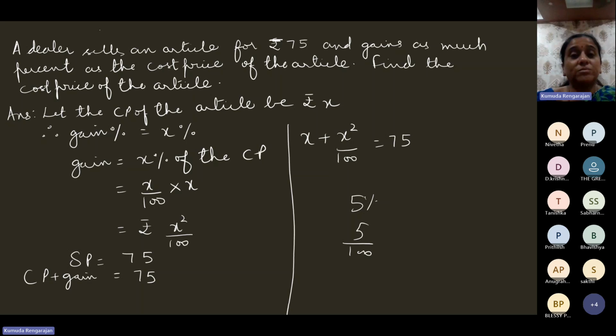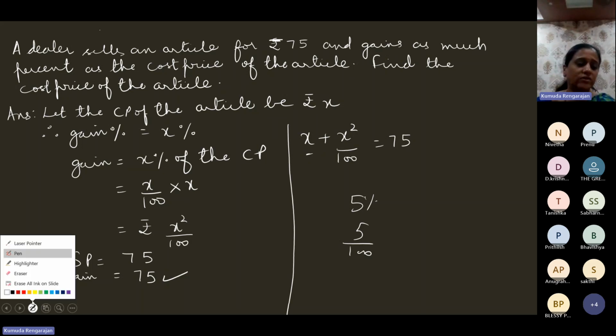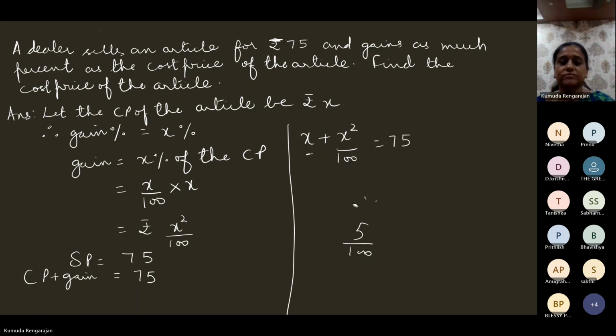Sometimes we use the Pythagoras theorem, right? If it's a right triangle, we use the Pythagoras theorem to construct the quadratic equation. In the same way here, to construct the quadratic equation, we use the formula cost price plus gain is equal to selling price. So what's the cost price? X. Gain X squared by 100 is equal to the selling price 75. I will have to solve this and find the value of X. And X is the cost price of the article.